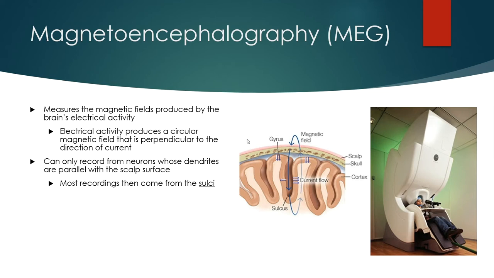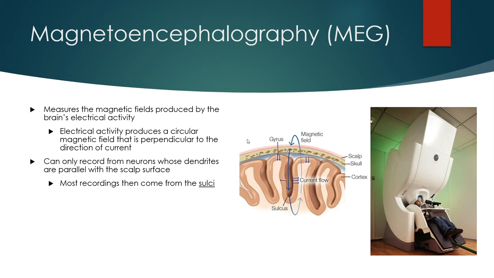The problem is that because the magnetic fields are produced perpendicular to the flow of electricity, the MEG is only able to pick up activity from neurons that are inside these sulci because they're oriented horizontally. If the neurons are vertical, like ones here in the top of the gyri, their field is produced in an opposite manner and the MEG can't pick it up.